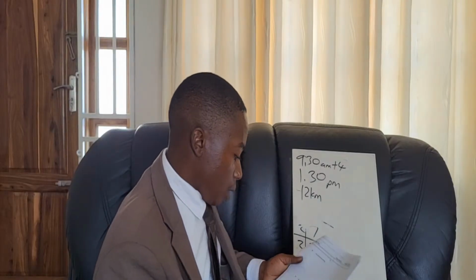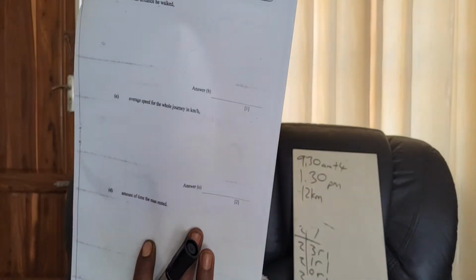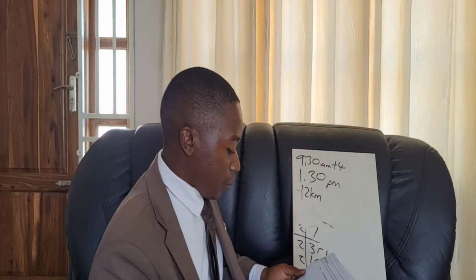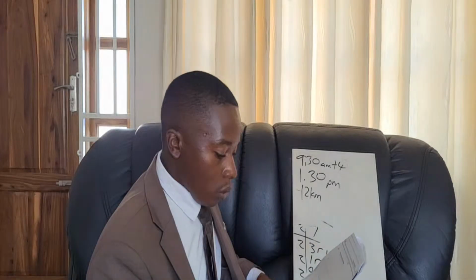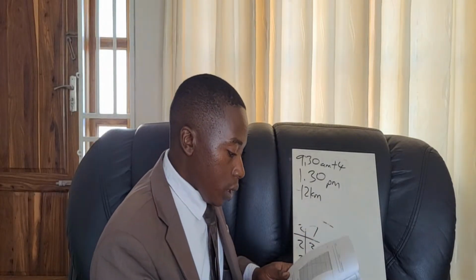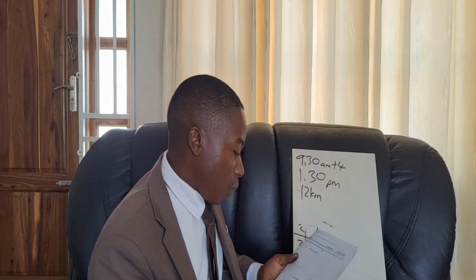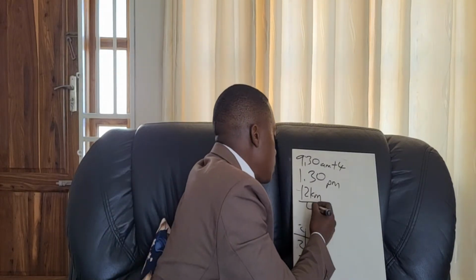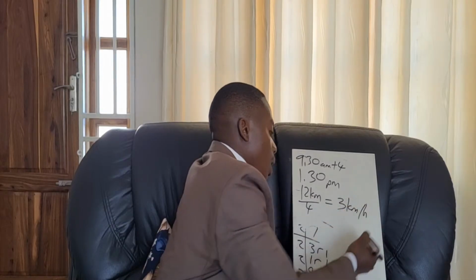Then probably the last question. Average speed for the whole journey in kilometers per hour. Remember, speed is equal to distance over time. So distance is 12, time is 4. So 12 divided by 4 is equal to 3 kilometers per hour.